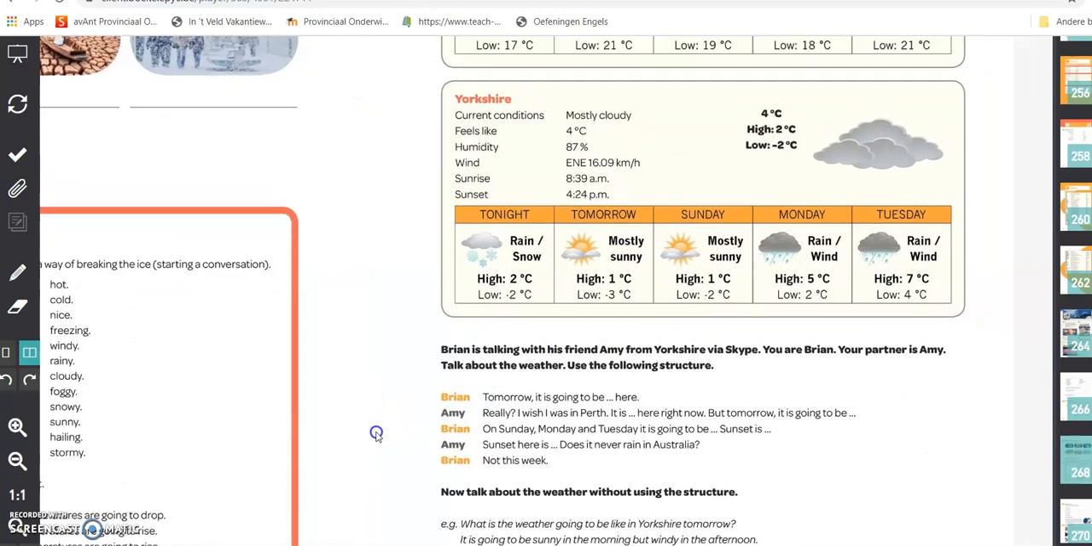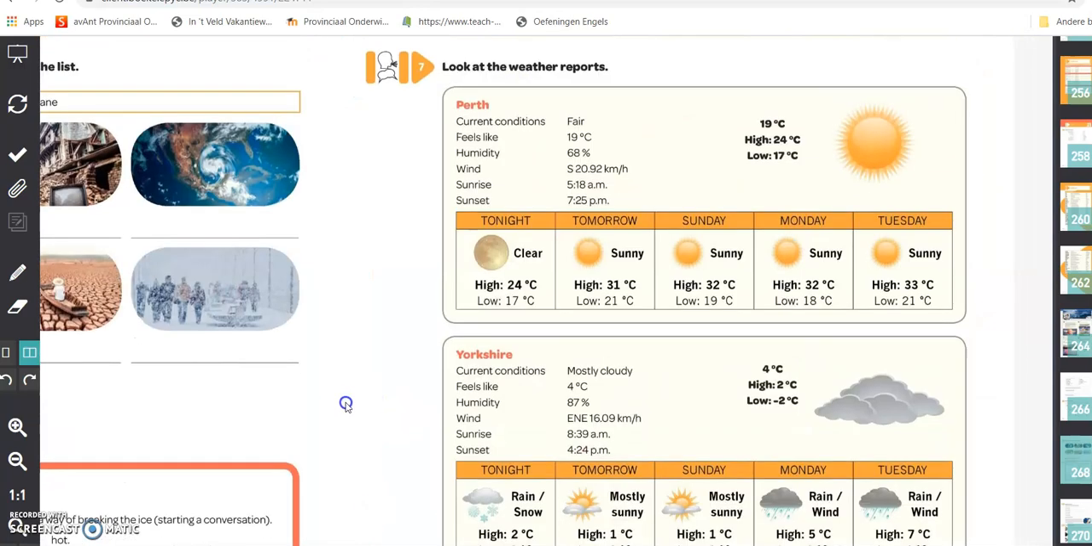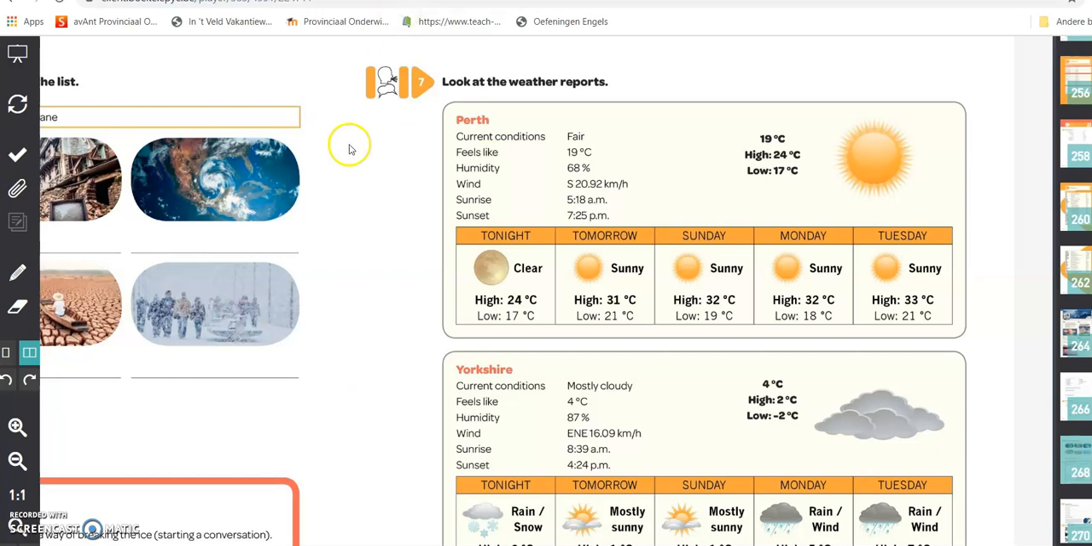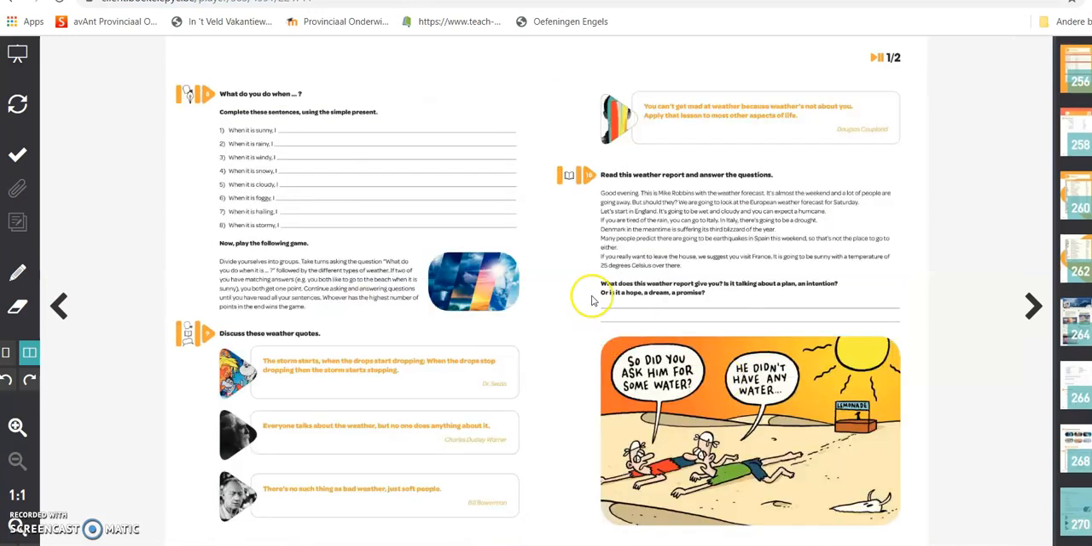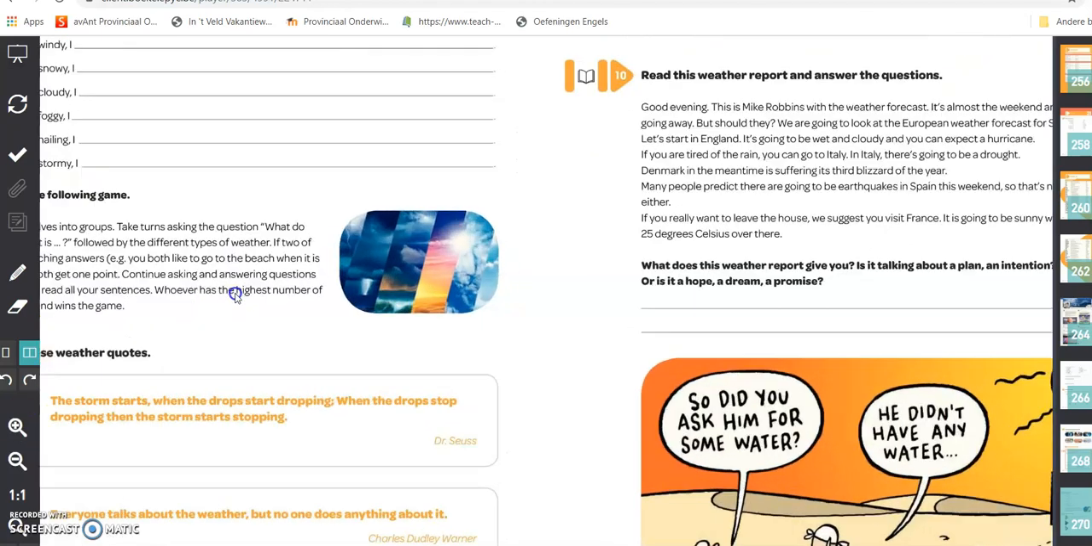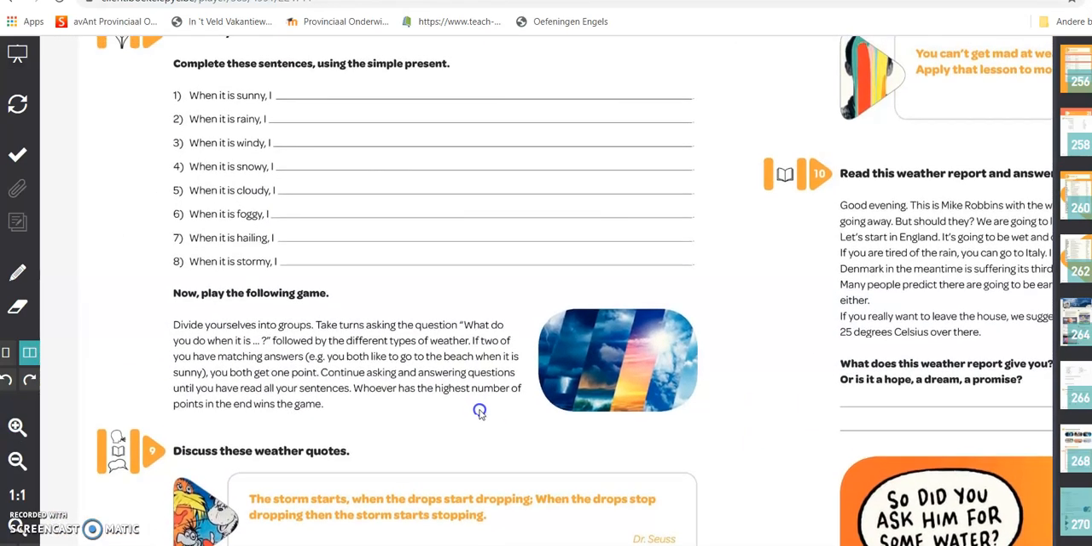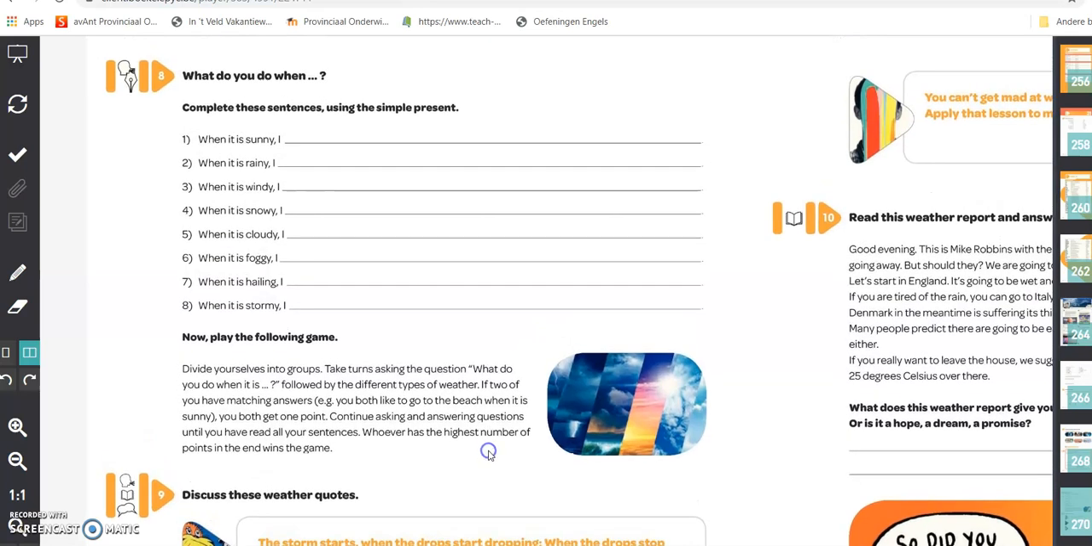Okay, so on the next page, you have Brian with a conversation. So we're not going to do that because you have to do this one in pairs. But on page 270, exercise 8, complete these sentences using the simple present. Yes, so what do you do when it is sunny or rainy? Just give an example what you can do.